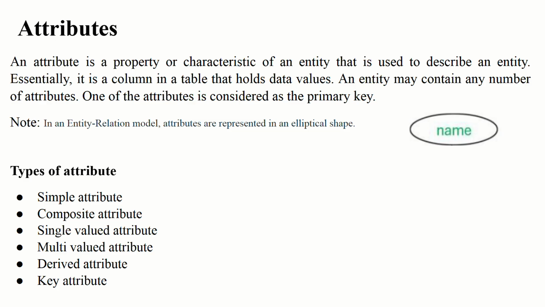So you might be knowing what an attribute is. Whenever you want to describe what an entity is about, what all properties are there, we need a concept called attributes. In the entity relationship model, the ER model, we represent the attribute using the ellipse shape. We have some types of attributes: simple attribute, composite attribute, single valued attribute, multi-valued attribute, derived attribute, and lastly key attribute. Now let's see these one by one. Everything differs from each other.